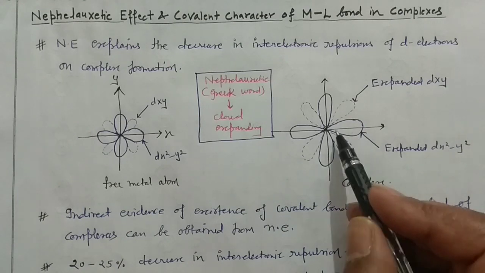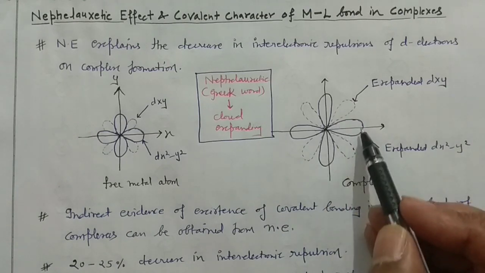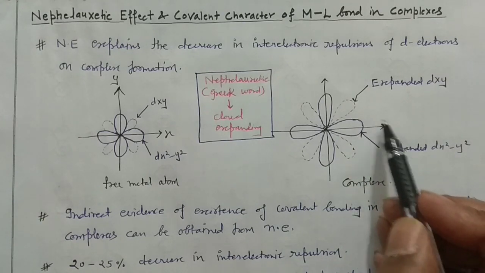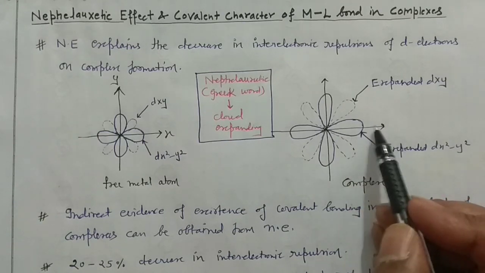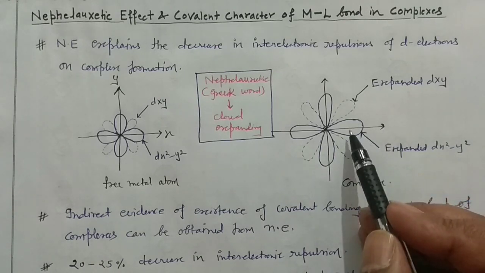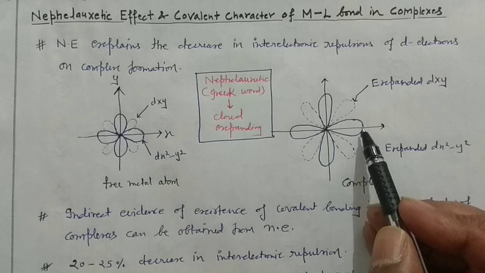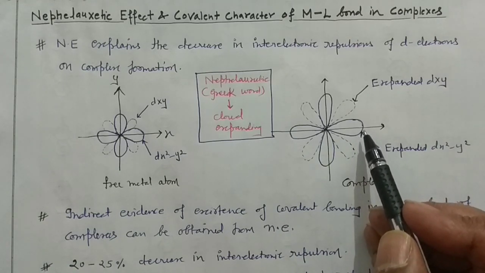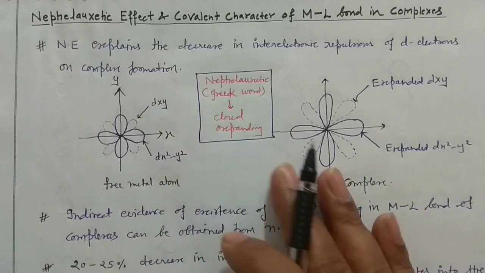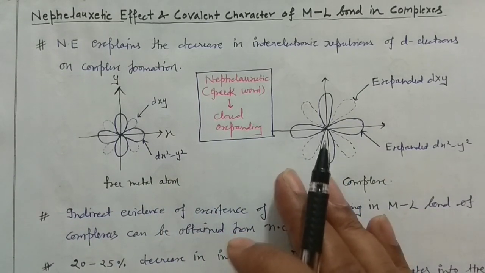When these orbitals are bigger in size, they easily enter into the ligand orbitals. So there is considerable overlap between the ligand orbital and your metal d orbital, and you know that when overlapping occurs, it is the property of a covalent bond. So it explains the covalent character in the metal complexes, right? So this is the rough idea of your NEPHELAUXETIC effect.